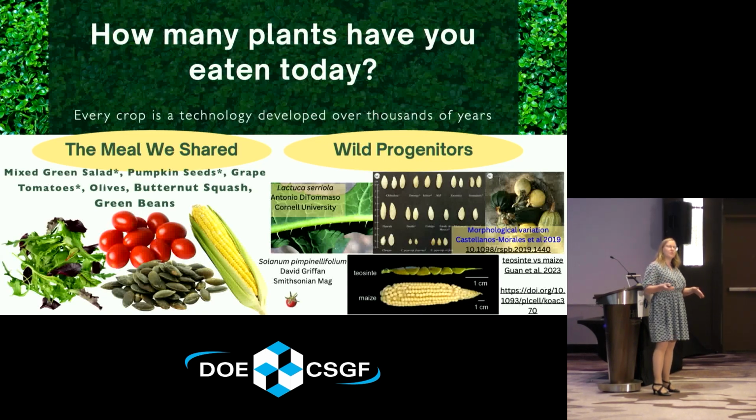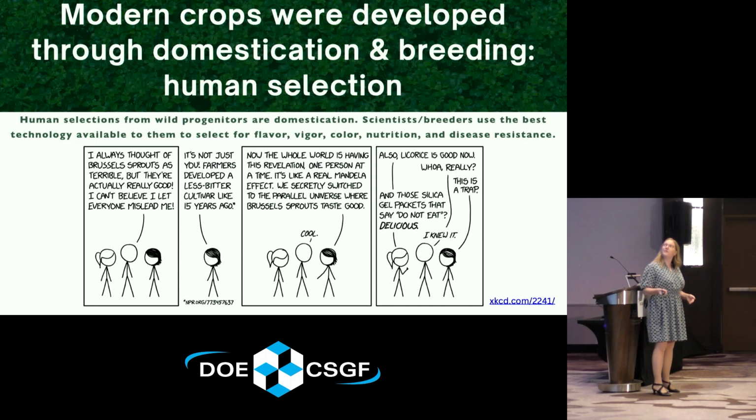So each of these crops was developed over thousands of years, and they were the product of human selection. So humans selected for these more nutritious, more delicious crops, and they were looking at which crops had the best flavor, the best vigor, perhaps yield, color, nutritional value, disease resistance, climate resilience is a huge thing people are talking about. But perhaps you guys have already heard about this from this XKCD comic that I've heard come up quite a few times at program review over the years.